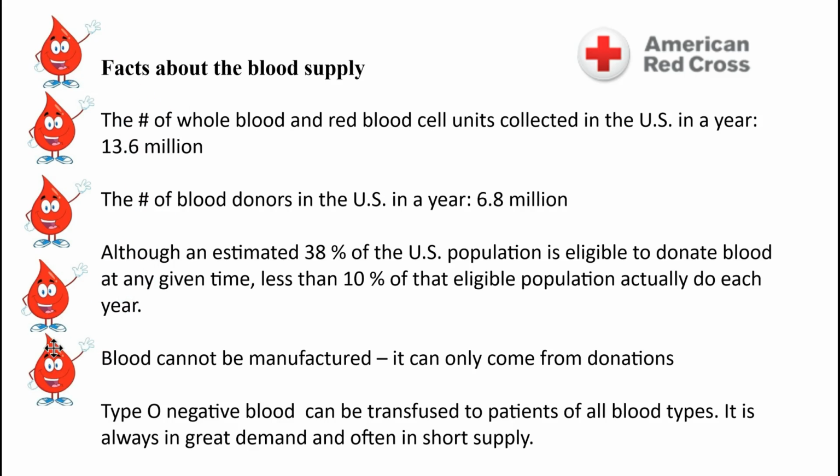Fact 4. Blood cannot be manufactured. It can only come from donations. And the final fact today, type O negative blood can be transfused to patients of all blood types. It is always in great demand and often in short supply.